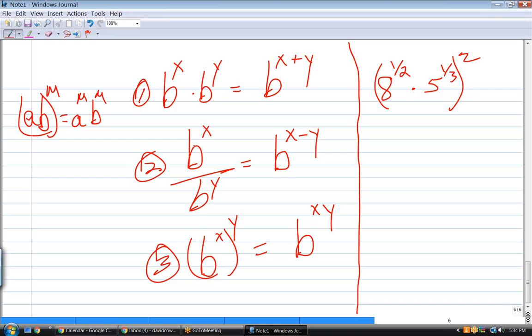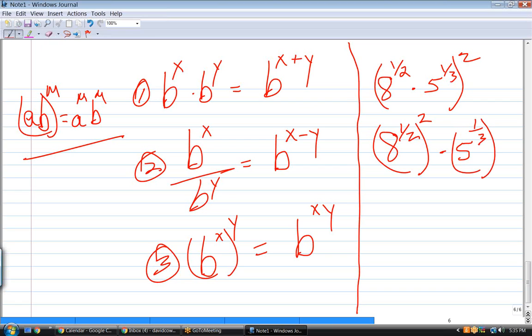In other words, these three rules apply only when you have the same base. Okay? So I can't use these rules on this problem. I've got different bases. I have 8 and I have 5. But because of this rule over here, I can turn it into 8 to the 1/2 squared times 5 to the 1/3 quantity squared. See what I've done? I've merely separated them.